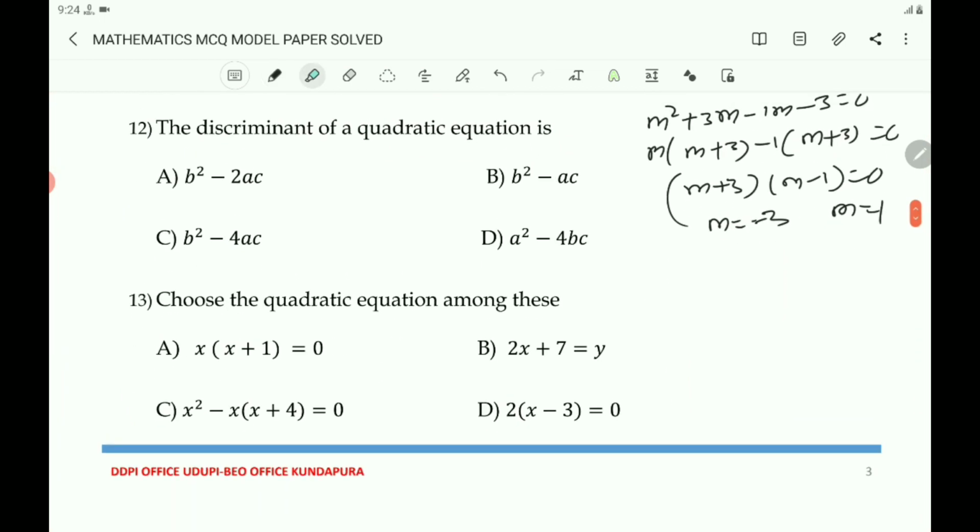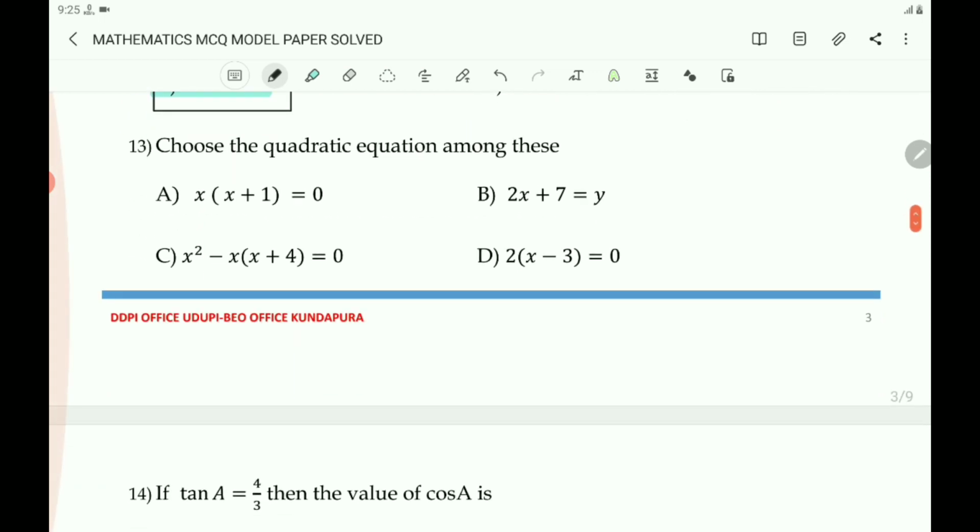Next one is question number 12. The discriminant of a quadratic equation is. It is a direct question. You must know this. What is the discriminant of a quadratic equation? That is b square minus 4ac. You must know this. The discriminant of the quadratic equation is b square minus 4ac.